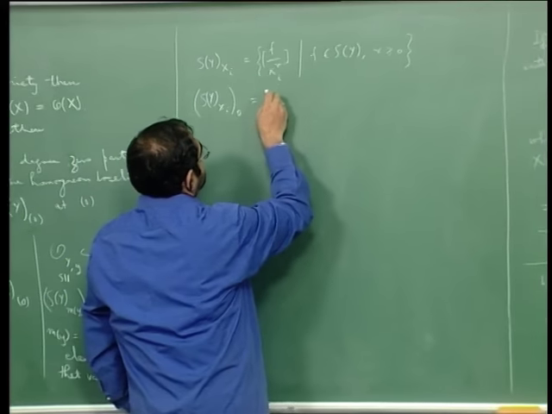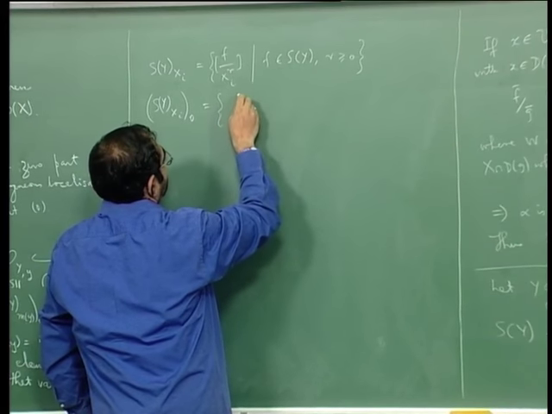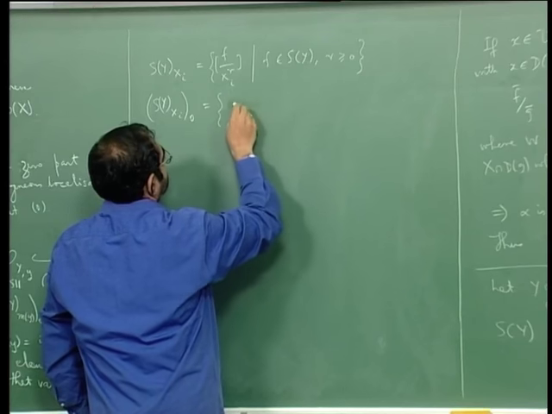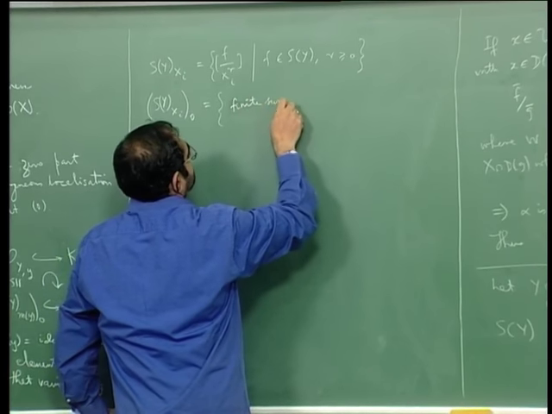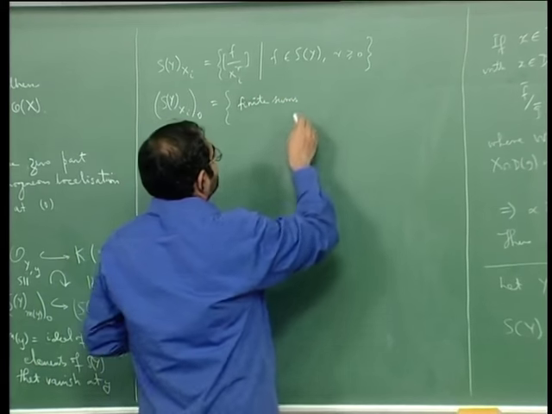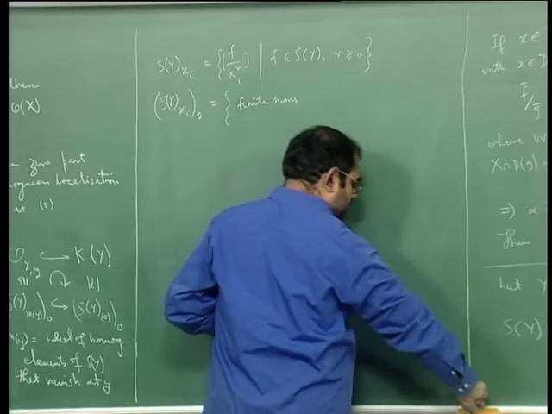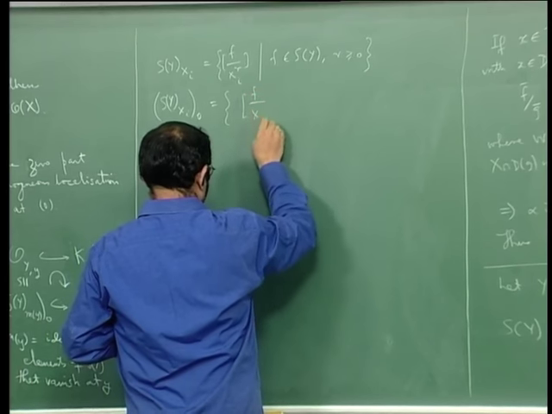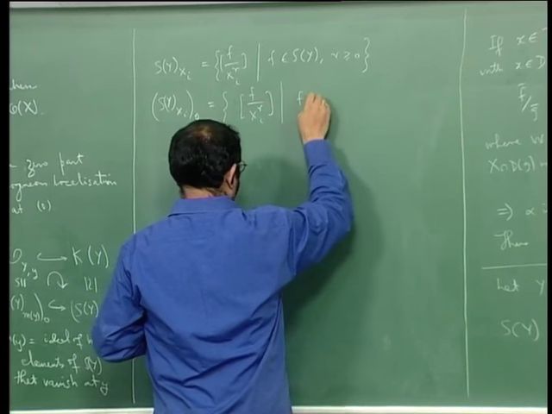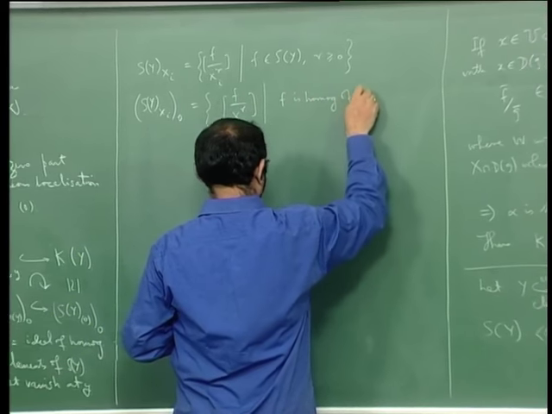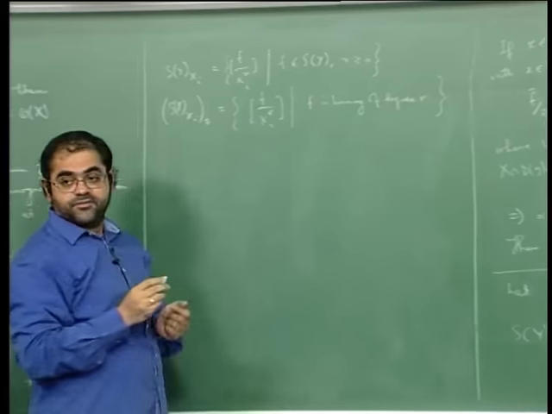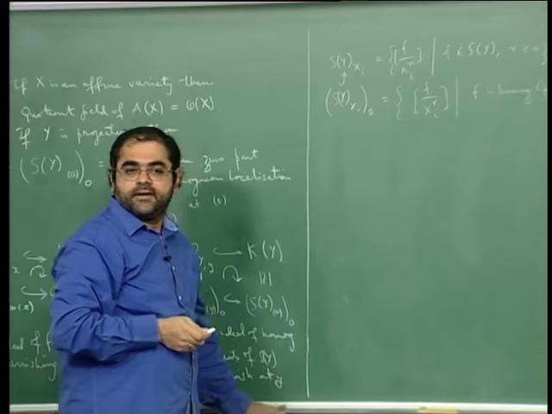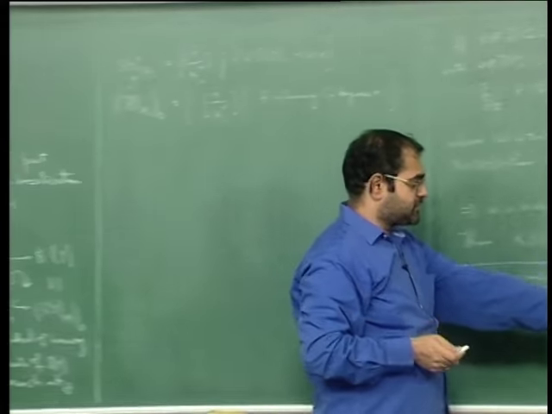So this will consist of things of the form finite sums, and of course also finite products for that matter. Instead of saying all that, I could simply write it as f by xi to the power of r, such that f is homogeneous of degree r. This is the degree 0 part, and of course the degree 0 part sits inside this. And what about this?